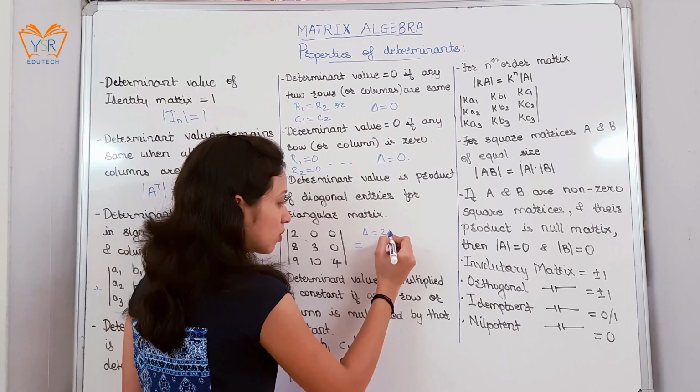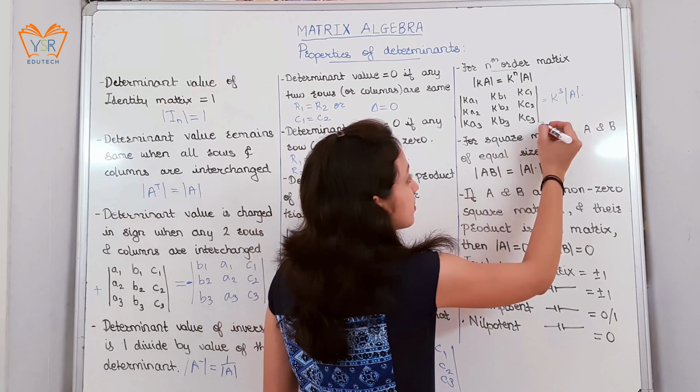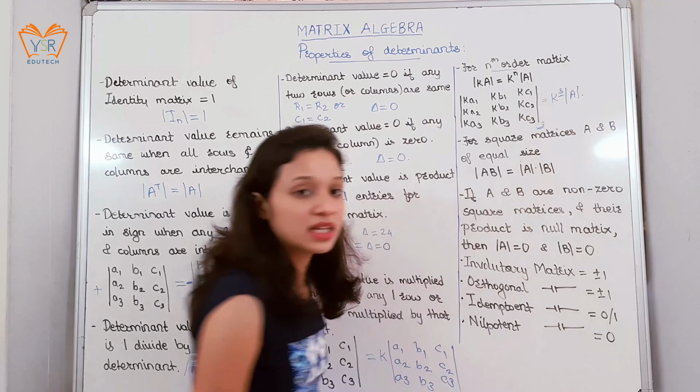The next property is dependent upon this: for any nth order matrix, determinant of k into A, that is a scalar quantity into any matrix, is equal to k raised to n and the determinant of that matrix. Suppose this is a 3-order determinant, we get k raised to 3 into determinant of A. If you compare both properties, here the scalar quantity is multiplied to only the first column, here the scalar is multiplied to all the elements. So for a 3-order determinant we get k cubed.